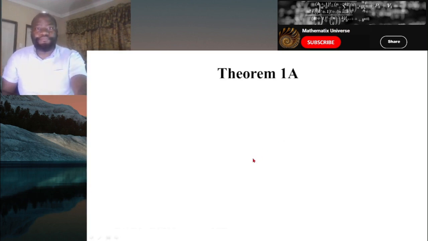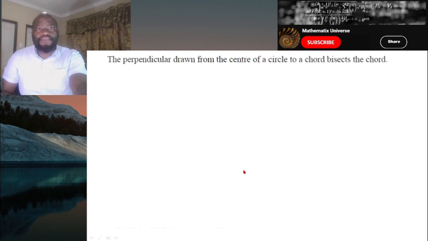Hey everyone, today we're going to be looking at circle geometry, Theorem 1, and this is how it's going to go. So Theorem 1 says, the perpendicular drawn from the center of a circle to a chord will bisect the chord. So this means that if a line is perpendicular to a chord and it is from the center, it will also bisect that chord.